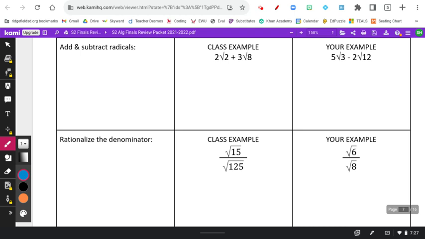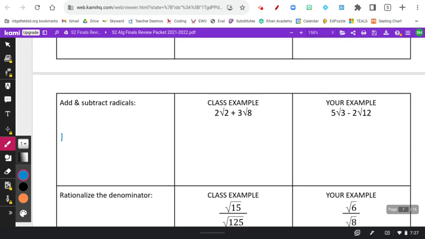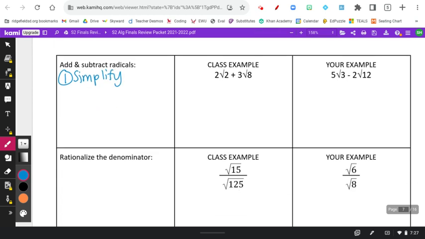For add and subtract, our first step is a little bit backwards. We normally do some stuff and then simplify, but for adding and subtracting, you're always going to simplify first. So recall that's the notes from above. So I'm going to check out my radicals.